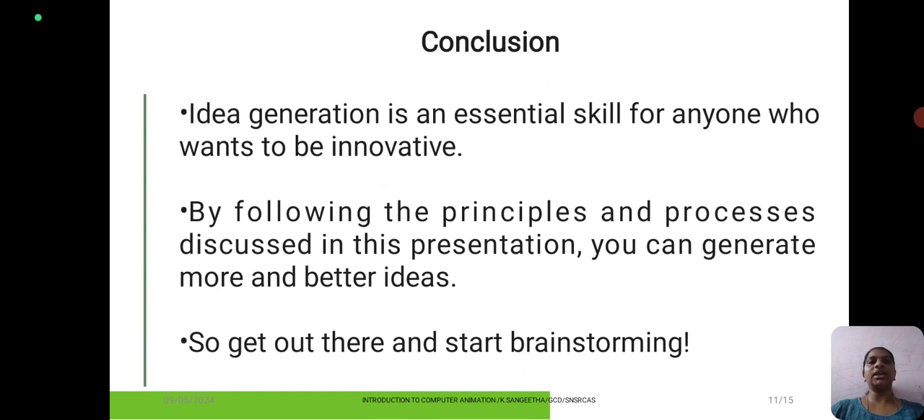So remember, the key to idea generation is to be open-minded. Think outside the box and don't be afraid to try new things.